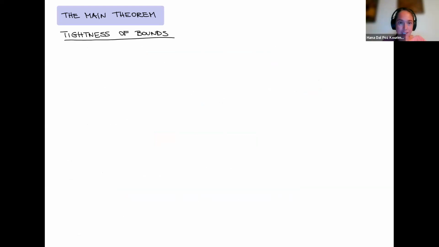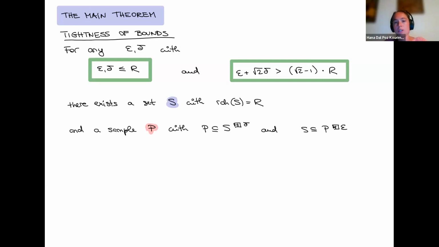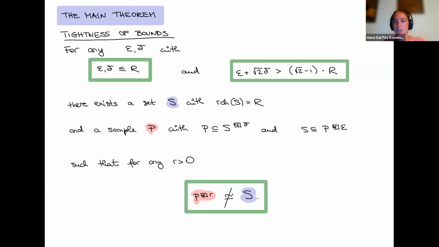Okay, let's have a look at the tightness of the bounds. So this is just a little example. We say that if epsilon and delta are less than r, where r will be the reach of the set, and they break the condition that I had before, so I just twisted the sign, then we can find an S whose reach is exactly this r, and a sample P which is epsilon delta close and epsilon dense, such that we can never find a radius r where the offset would have the same homotopy. So we have no chance of recovering this homotopy.